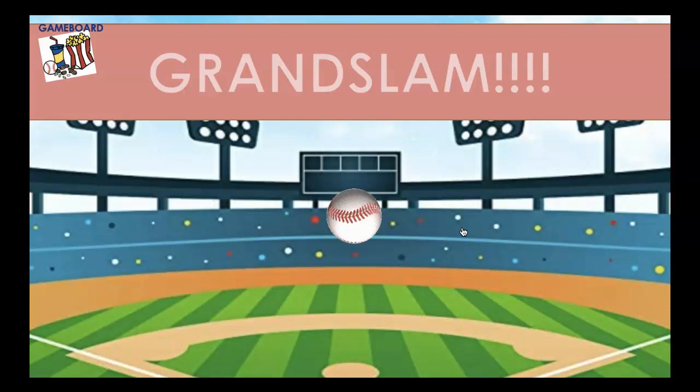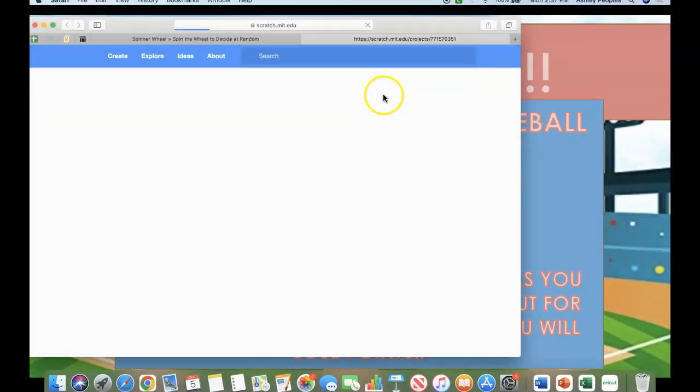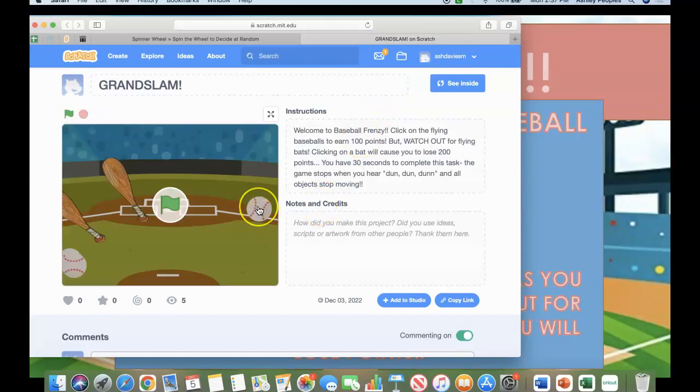It's actually not very math related, but what's going to happen is the team will select one player to go up to the board. Again, this should be hopefully done on a smart board or an interactive whiteboard. So the student will have a chance to complete the baseball frenzy. So clicking on this baseball will take them to a short game in Scratch that I created. And the object of the game is to tap as many baseballs as the timer goes. They'll be moving around the screen.